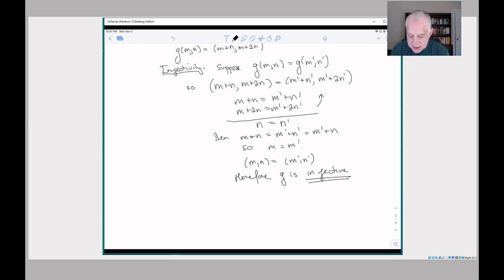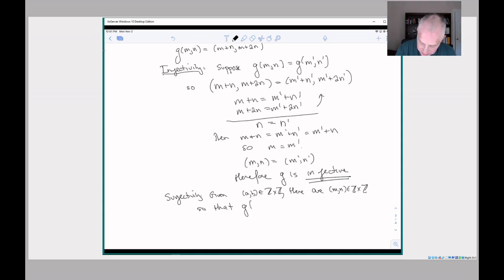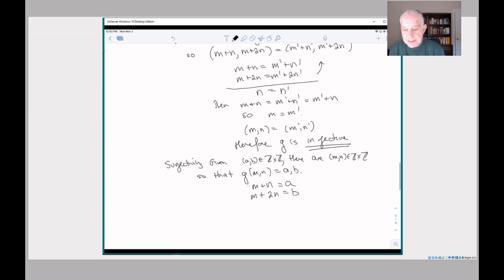What about surjectivity? Surjectivity might be a little bit trickier. So surjectivity says that given, let's call them (a, b) in Z cross Z, there are m and n in Z cross Z so that g of (m, n) equals (a, b). In other words, we have to have that m plus n equals a, and m plus 2n equals b. And we have to find m and n.